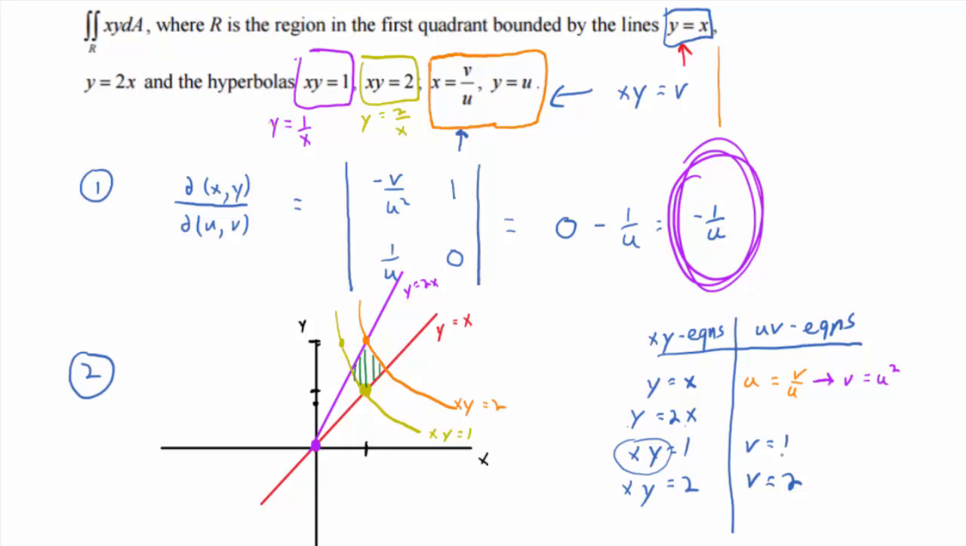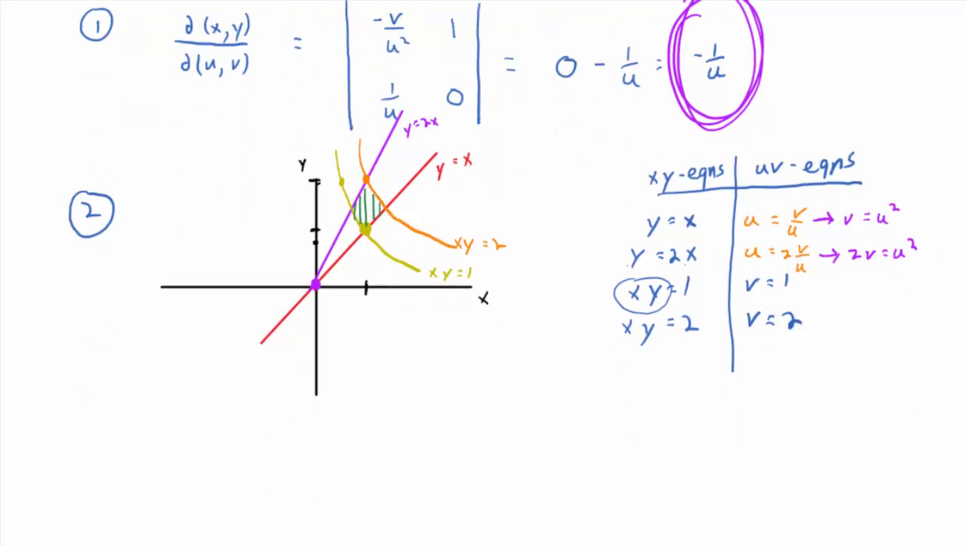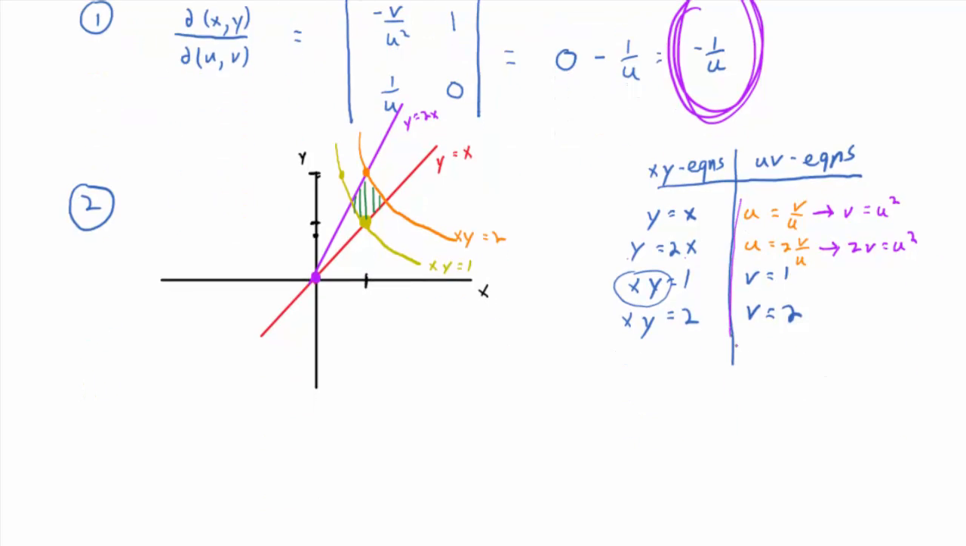Okay, and then I can do something similar for y equals 2x. It would be y, which is u, equals 2 times v over u. But that would be the same as, yeah, 2v equals u squared for now. I might solve it for v, but maybe not. So these equations describe the boundary of S. So let's graph them and see what S looks like.